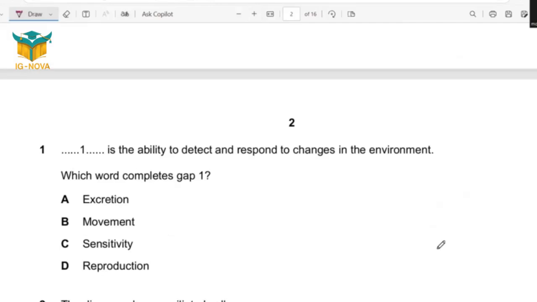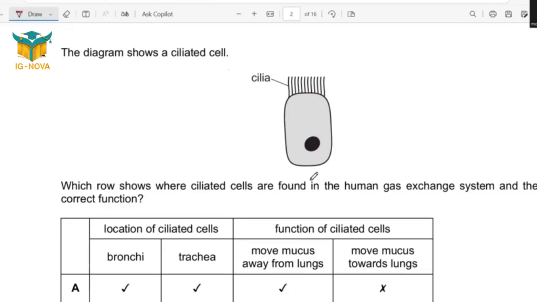As usual, trial and error and cancellation of wrong options. Don't forget, the ability to detect and respond is sensitivity. This is MRS GREN, meaning movement, reproduction, sensitivity, and so on. So this is the sensitivity part. This is the first part of the syllabus for bio, and this is an abstract definition.